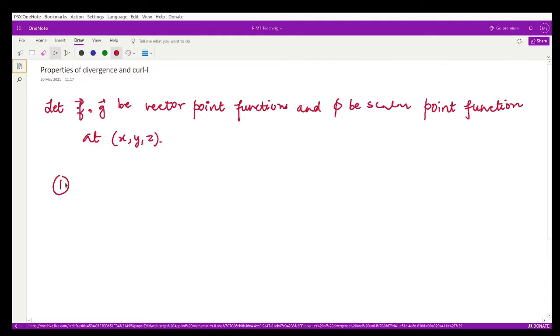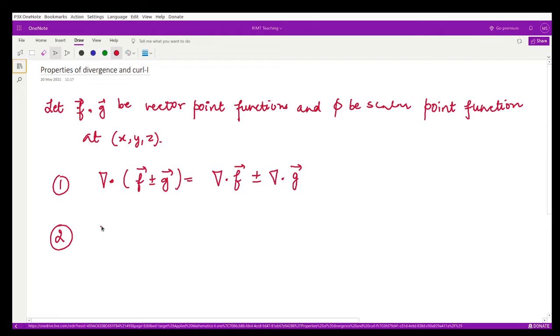Then the first property is del dot (vector f plus or minus vector g) equals del dot vector f plus or minus del dot vector g. That means the divergence of the sum of two vectors is equal to the sum of the divergences of the two vectors individually. So this is the first property.